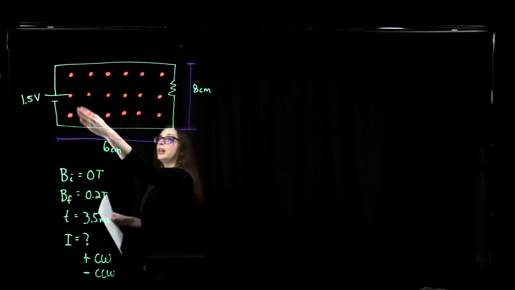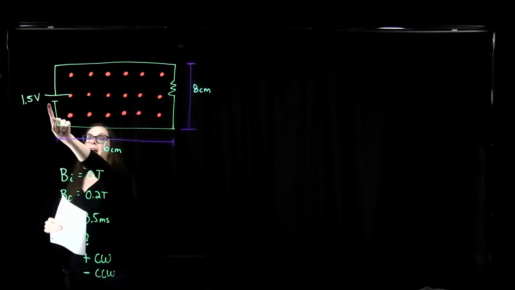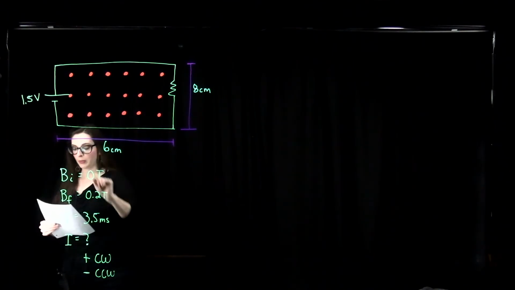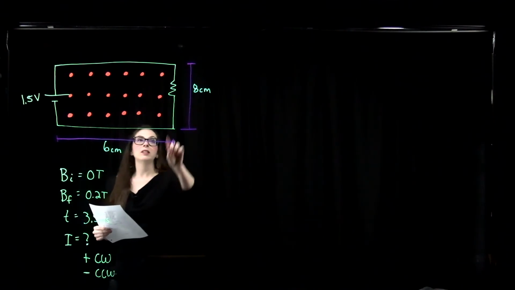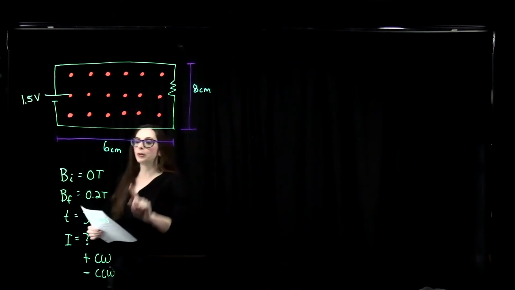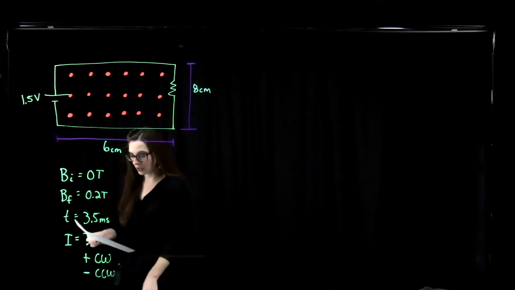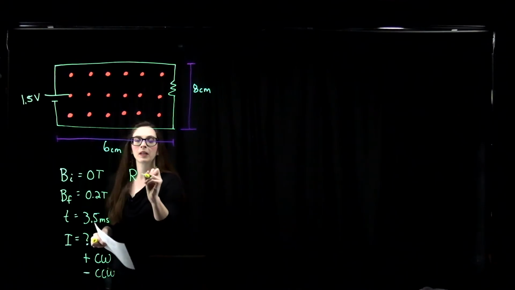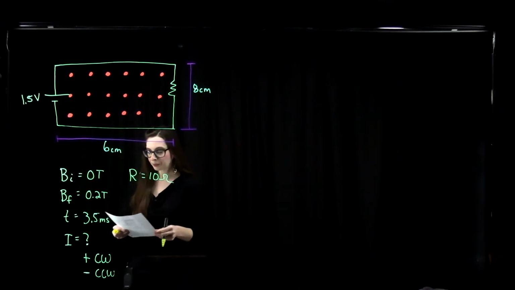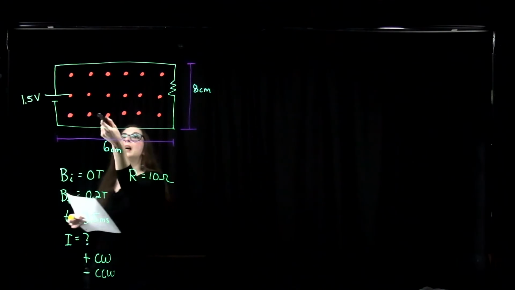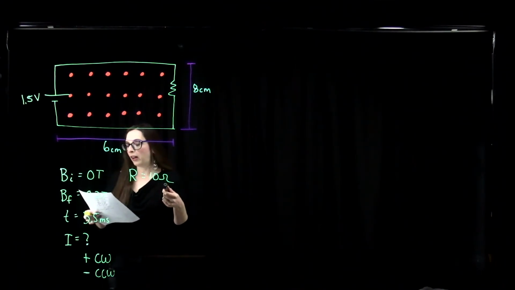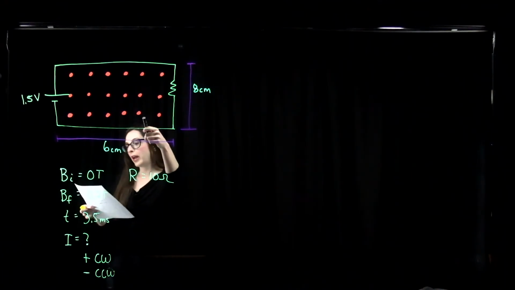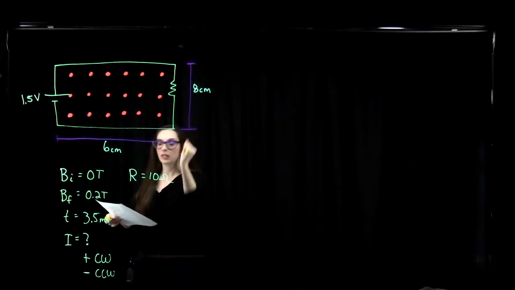We have a circuit. It's being supplied with 1.5 volts of EMF from a battery. And there's a resistor here. The total resistance of my circuit, which I need to write down here, is 10 ohms. And then inside this loop here, we have a magnetic field that is directed out of the page.